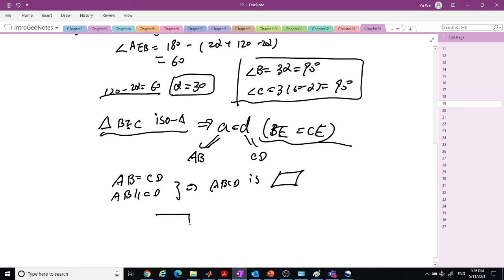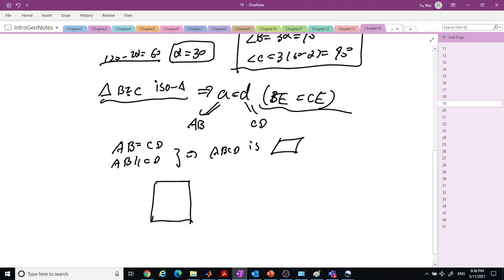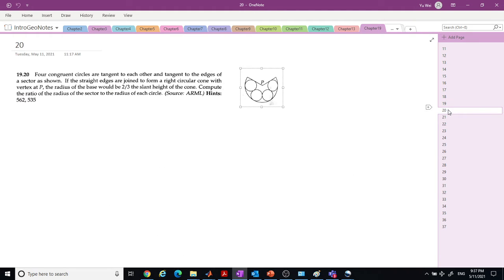So now, ABCD is a parallelogram with an angle of 90 degrees. So that's why ABCD is a rectangle. Done. Next.